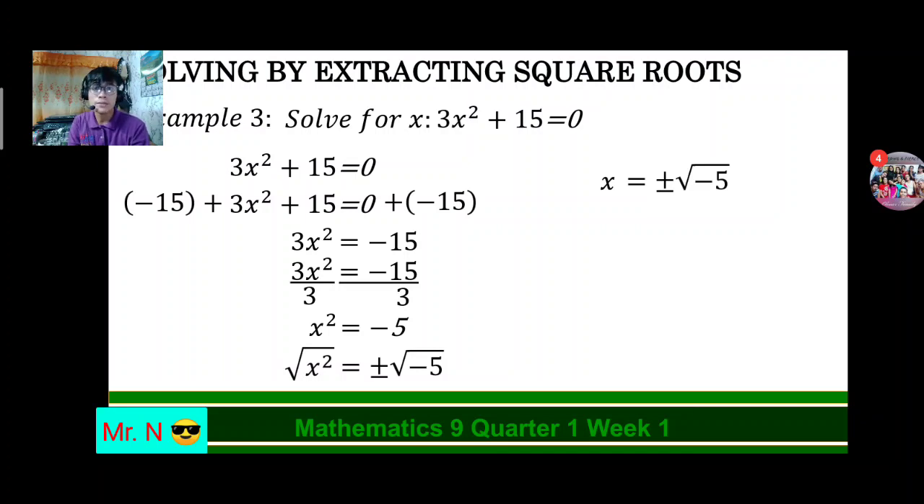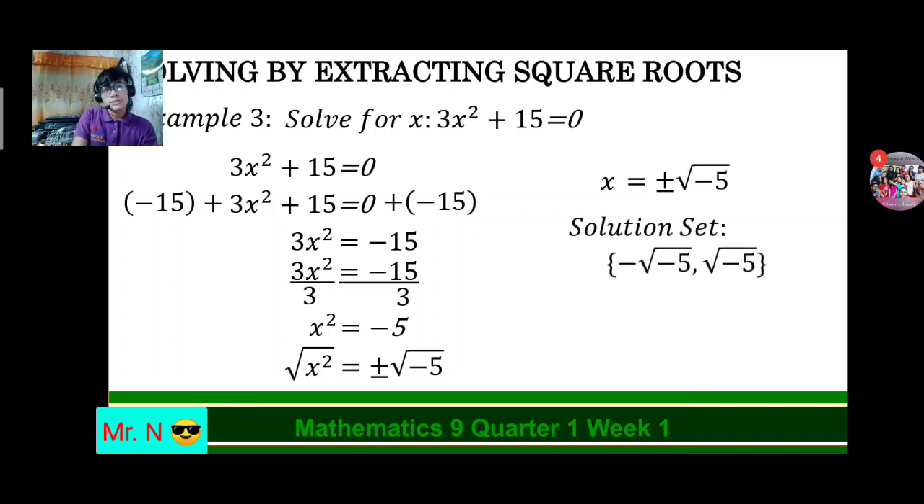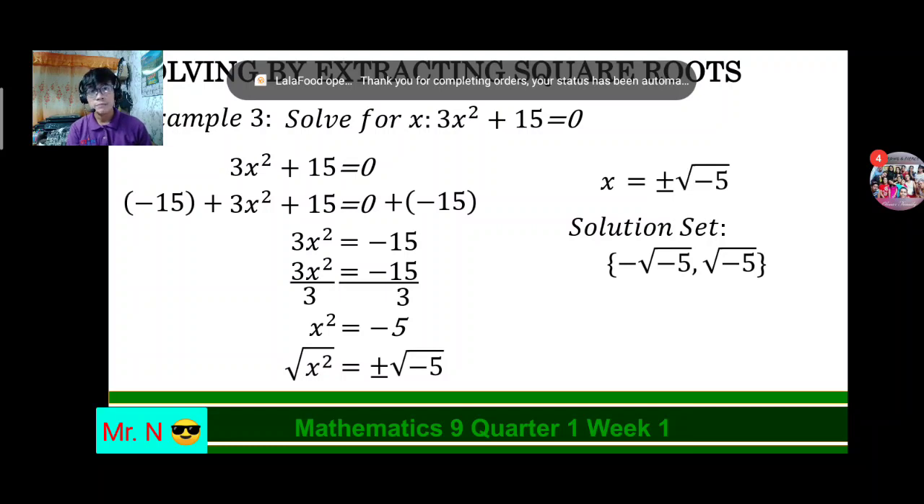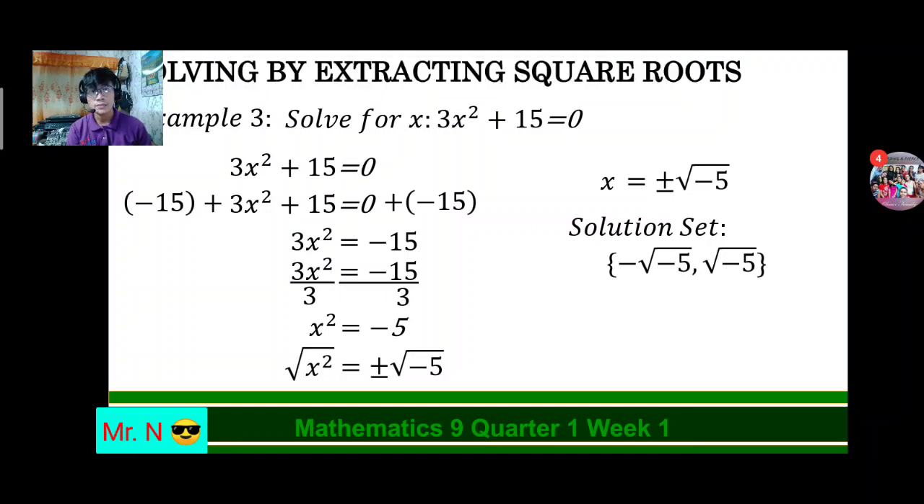Although may square root siya, kaso nga lang, you can use a scientific calculator and the result will be a decimal number. And now, we have now the value of x, positive or negative, square root of negative 5. So our solution set will be negative square root of negative 5 and square root of negative 5. But, as you can see, merong negative sa loob ng radical sign. Okay? Kung papayagan kayo, ito na yung sagutin nyo, then be it. No? Pwede na to. But, bawal kasi ang negative sa loob ng square root sign or radical sign. So, kailangan natin ma-eliminate yan. So, we need to simplify further.